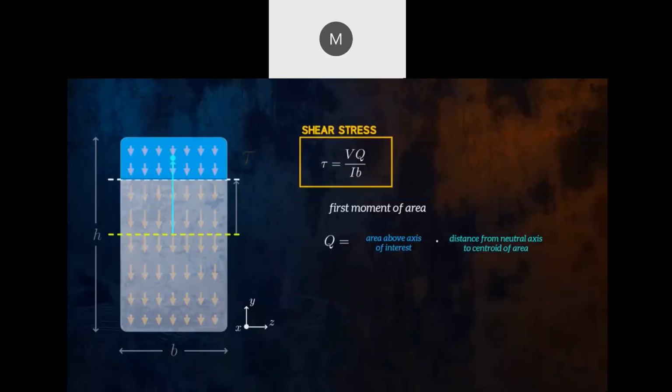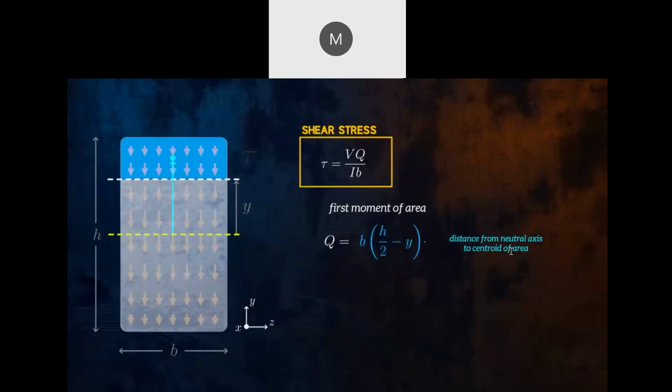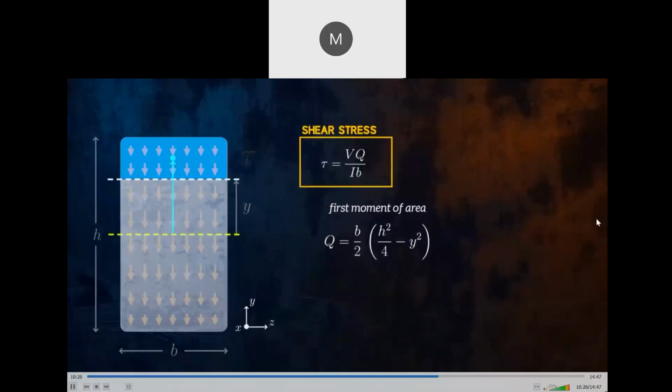If the location of interest is below the neutral axis, we consider the area below the axis instead of the area above it. To calculate the first moment of area at this line, which is at a distance y from the neutral axis, we multiply the area of the blue rectangle above the line by the distance from the neutral axis to the centroid. Doing this calculation gives us an equation for Q as a function of the distance y from the neutral axis for a rectangular cross-section. And so we can obtain an equation which describes how the shear stress varies with distance from the neutral axis.